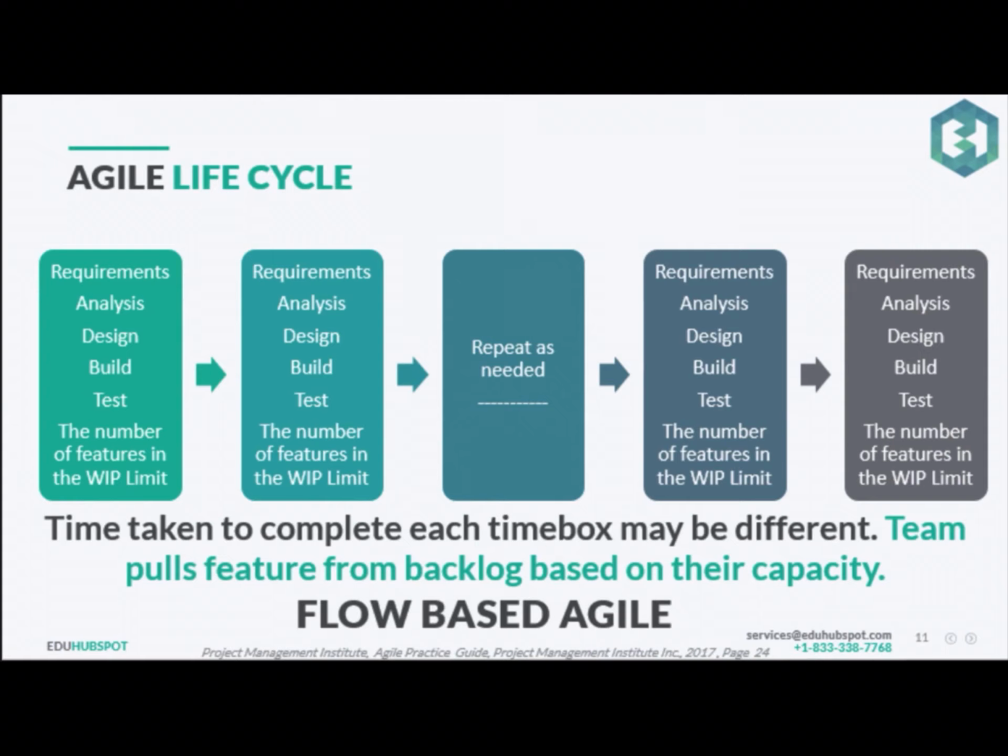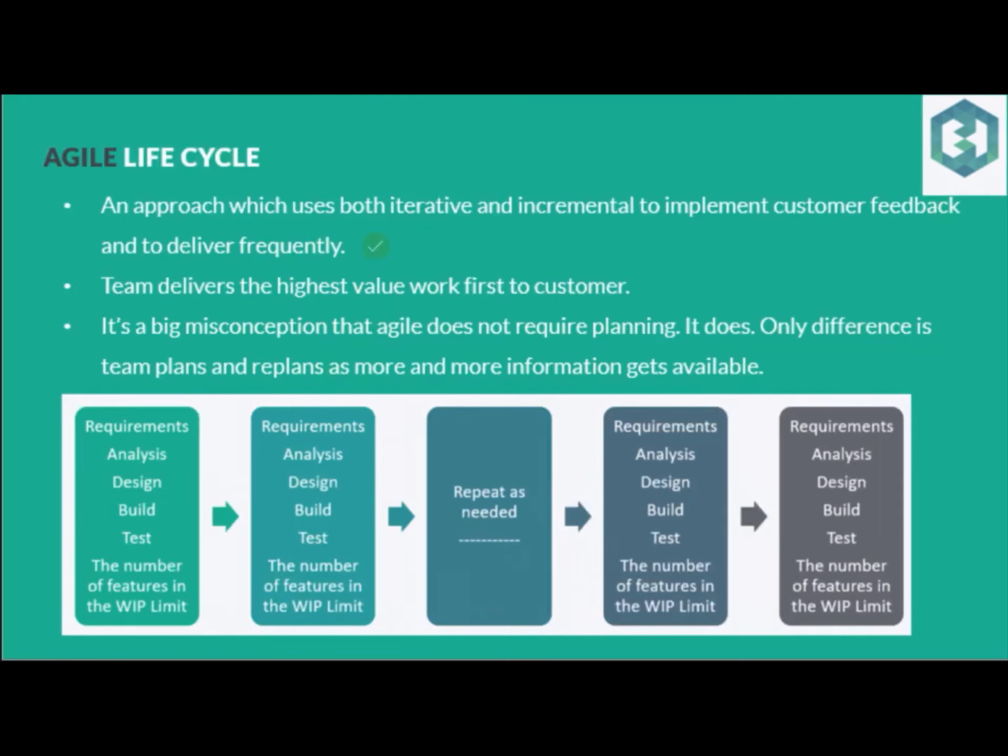So this one is not definite. You will put a particular work-in-progress limit on each time box, and you will continue until your final one is ready. That's your agile life cycle. It is an approach which uses both iterative as well as incremental. It uses the iterative for perfectness, and the incremental, which adds one over the other until your complete product is ready. The team will deliver the highest value first to the customer. Keep that in mind, that's very important. When you are pulling work from the backlog in flow-based agile, you are pulling the work with the highest value based on the priority.